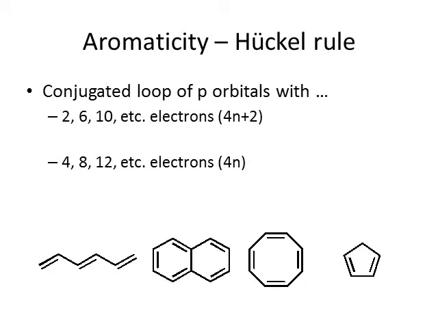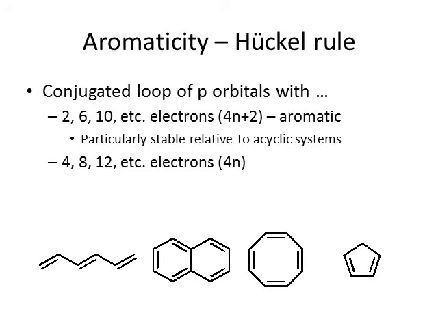He said, let's look at things that have a conjugated loop of p orbitals. That is a ring where on every position we've got a p orbital. And if you count the number of electrons within the pi system defined by those p orbitals, if you have 2, 6, 10, following the pattern 14, 18, 22, etc. electrons, that's sometimes abbreviated as 4n plus 2, if n is an integer. 4 times 0 plus 2 is 2. 4 times 1 plus 2 is 6. 4 times 2 plus 2 is 10, etc. Well, those things are called aromatic. That is, they are particularly stable relative to acyclic systems.